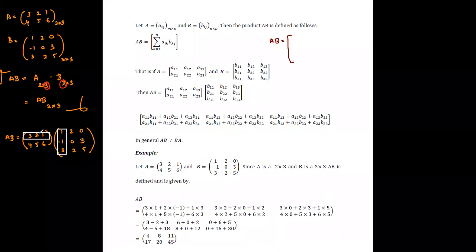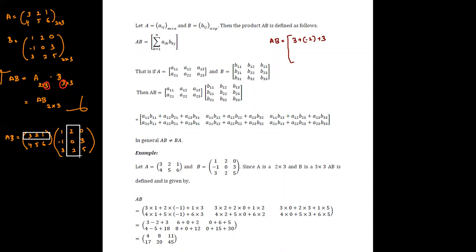Now we can say that 3 multiplied with 1, plus 2 multiplied with minus 1 is minus 2, plus 1 multiplied with 3. We have finished the multiplication of first row with first column. Then we have to still be in the first row, but we have to move to the second column.